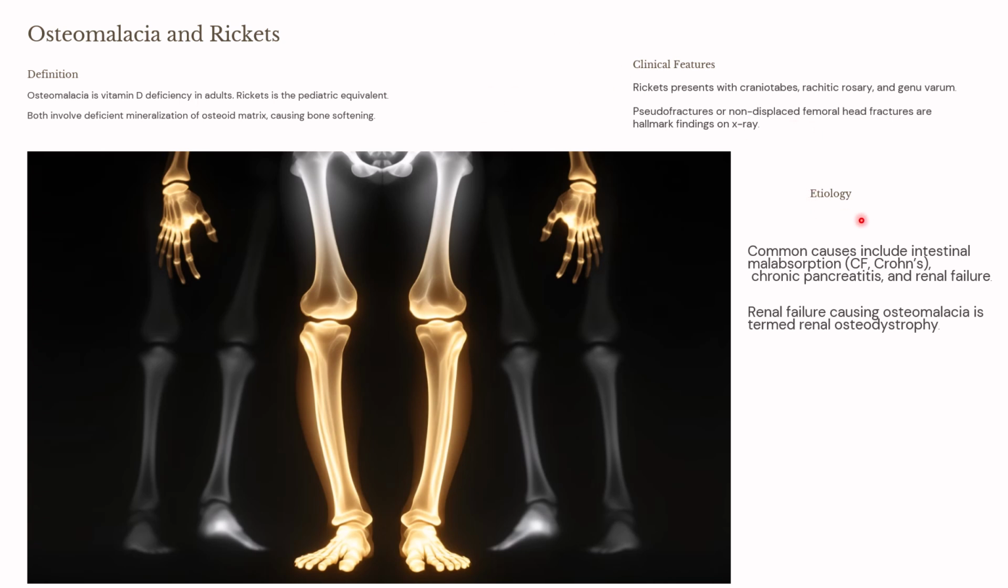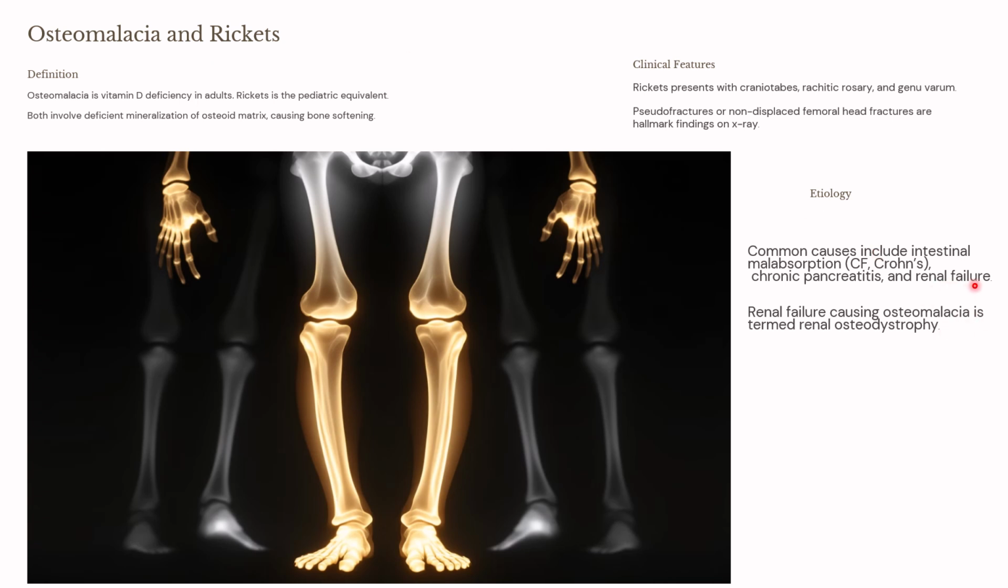What is the etiology? Vitamin D is a fat-soluble vitamin, isn't it? So for that to get absorbed, or for anything to get absorbed, we need a good GIT. So any malabsorptive diseases like cystic fibrosis or Crohn's disease will result in osteomalacia or rickets. Similarly, chronic pancreatitis, which is necessary for absorbing the fat and fat-soluble vitamins, when that is impaired, can also result in osteomalacia.